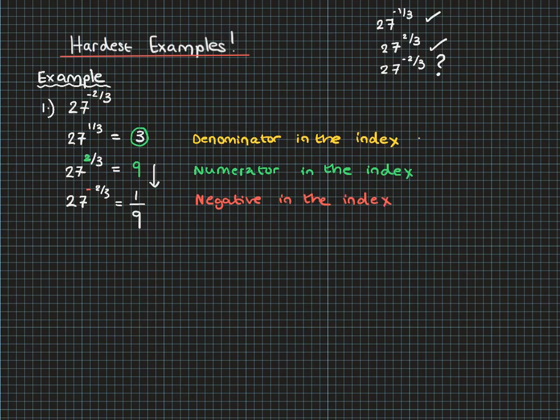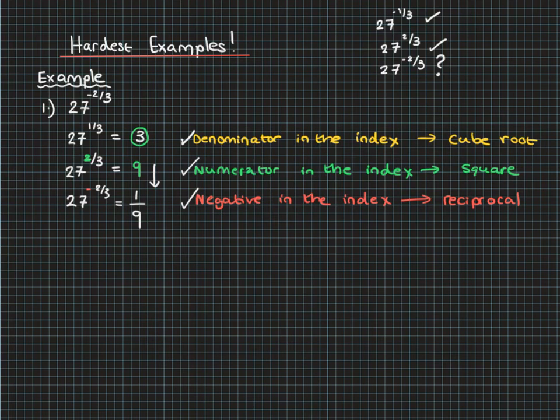Now, what do the three things do? The denominator in the index was, in this case, a cube root. It could be a different kind of root. The numerator in the index, in this case, meant take a square, because it was a 2 in the numerator. And the negative in the index, of course, means take the reciprocal. And follow that pattern. If you deal with the denominator first of all, then deal with the numerator, and finally then take the reciprocal at the end, you will always be able to work out questions similar to this one.